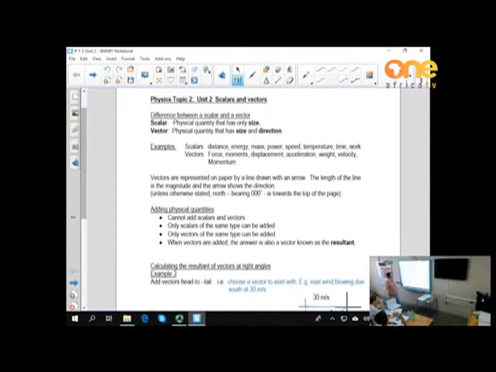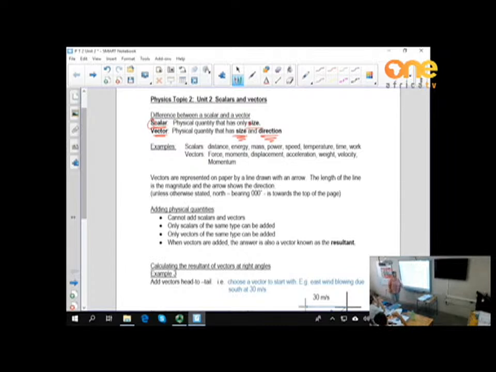Okay. Now, over here I've got the difference between a scalar and a vector. A scalar quantity has only got size. It's easy to remember, don't confuse them. A vector quantity has got size and direction. Okay?